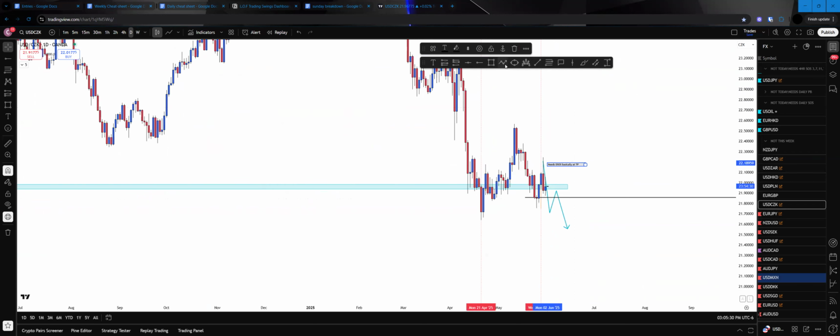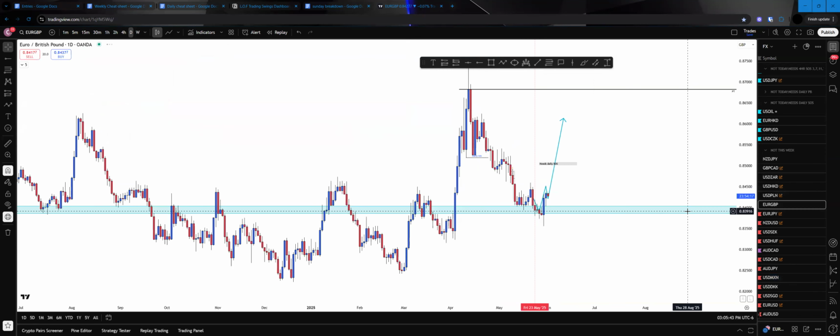Maybe if it does that and then comes down, then we can look at it, like if it pushes higher first. So then we can just put this here. It needs the daily to shift the structure. Euro GBP weekly.